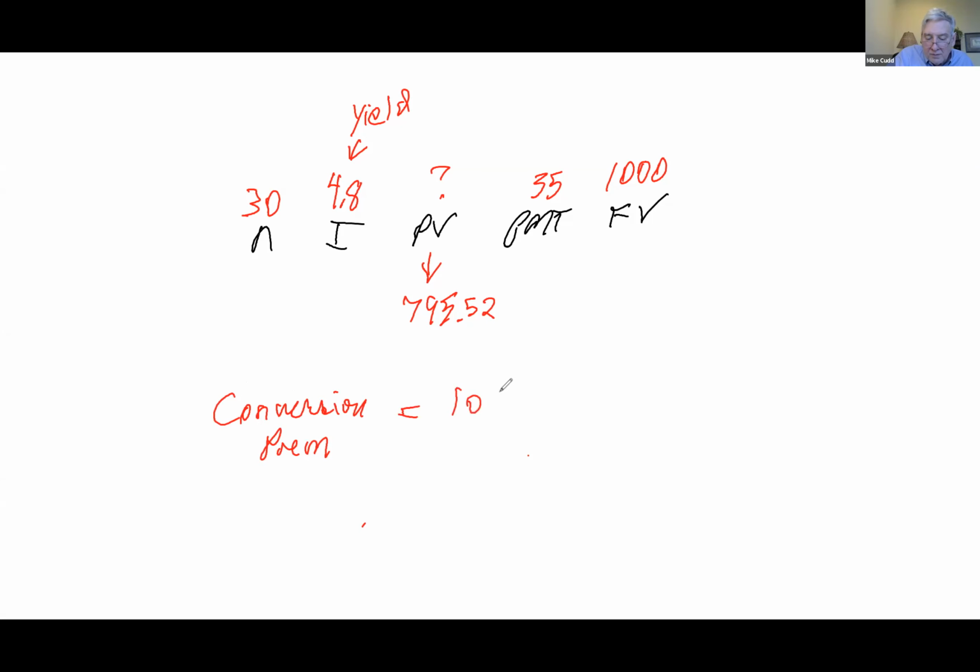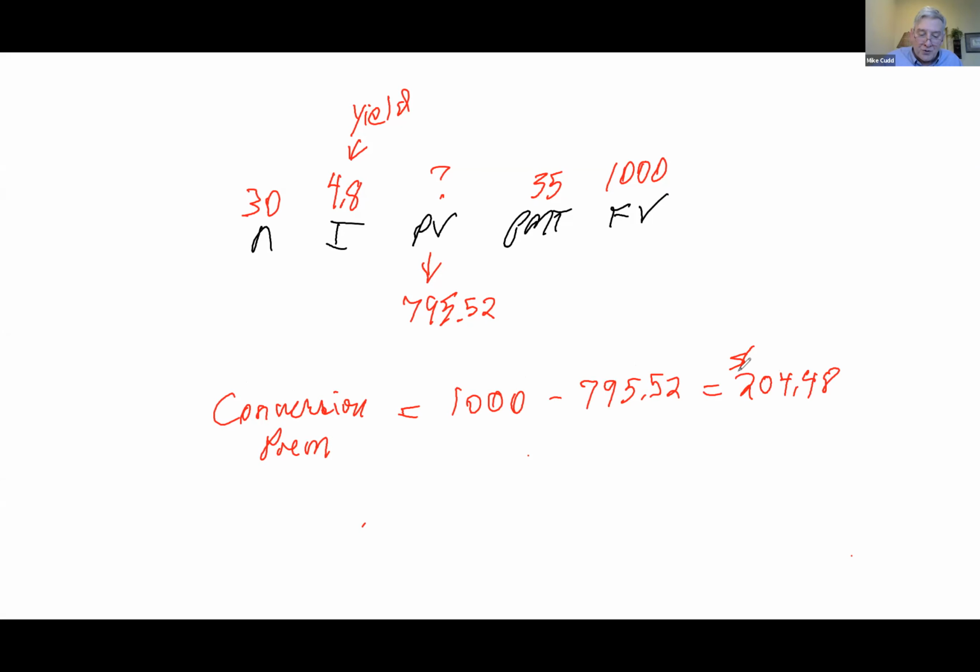Well, they get to sell the bond for almost $200 more. 204.48, a little over 205, a little less than $205. Yes. So that's what the conversion premium is worth.